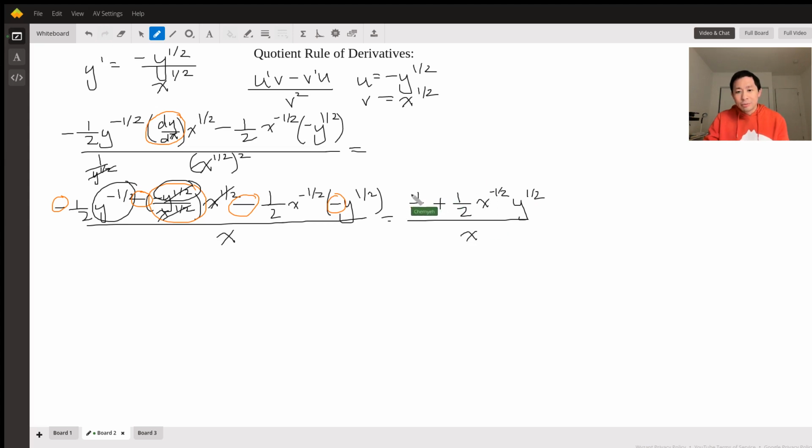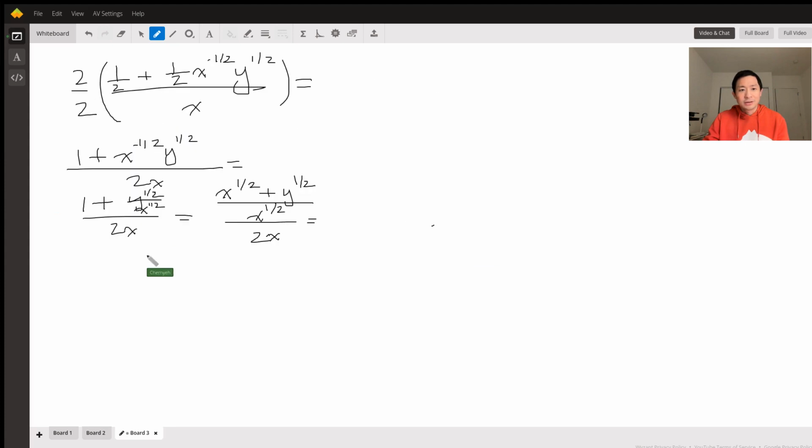Now notice at this point, I can multiply the top and the bottom, the numerator and the denominator, by 2, and that will help me get rid of the fractions up here at the top. That way we don't have a fraction within a fraction. And that will simplify things a little bit more for us when we do it that way. So now if I multiply the top and the bottom by 2, as I just mentioned, that's going to get us 1 plus x to the negative 1/2 y to the 1/2 all over 2x, because we're, again, multiplying the top and the bottom by 2.